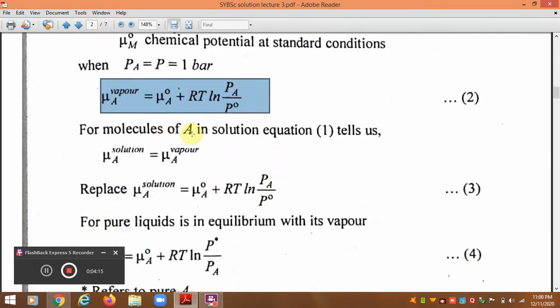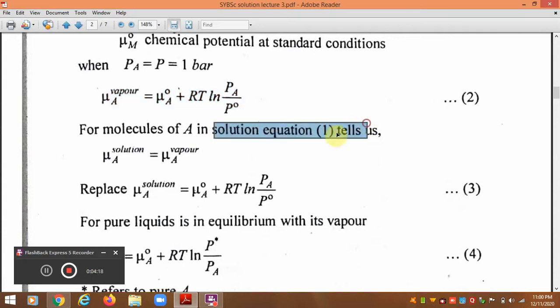So for molecule A in a solution, from equation 1, the chemical potential of A in solution is always equal to the chemical potential of A in vapor phase, and that's why instead of mu A vapor we can write mu A of solution. So equation 2 can be written as: the chemical potential of A in solution is equal to the chemical potential of A at standard condition plus RT ln of PA upon P0.